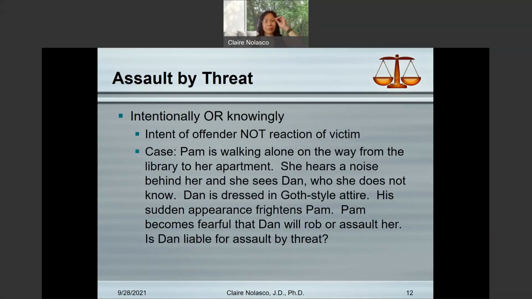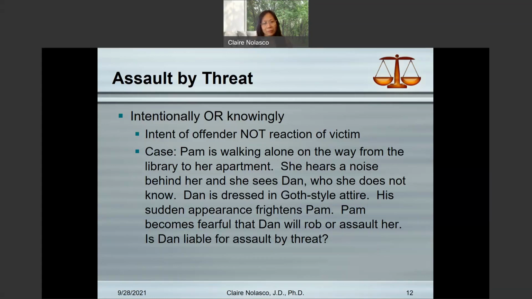Assault by threat. The mens rea again is intentional or knowing. So here, the courts and the law look at the intent of the offender and not the reaction of the victim. So regardless of the reaction of the victim, if the offender did not have the intent to threaten anyone, there is no assault by threat.